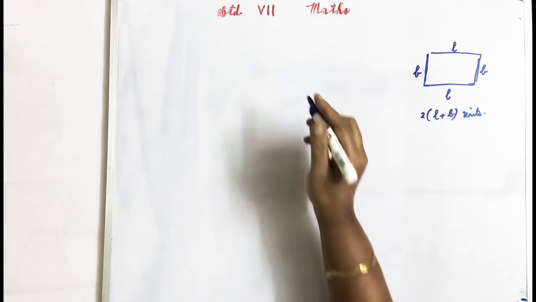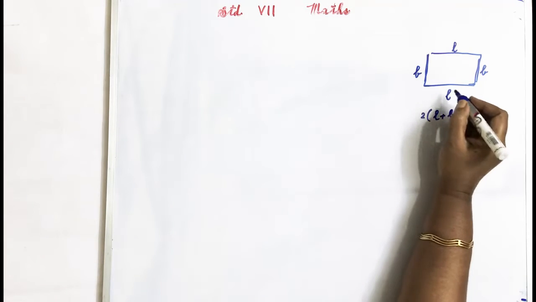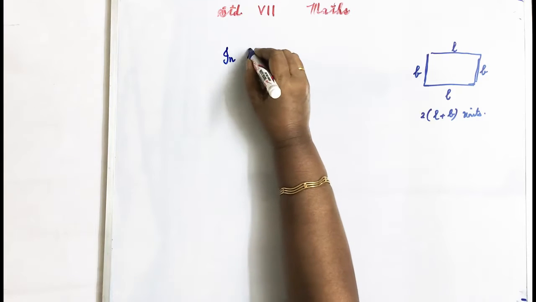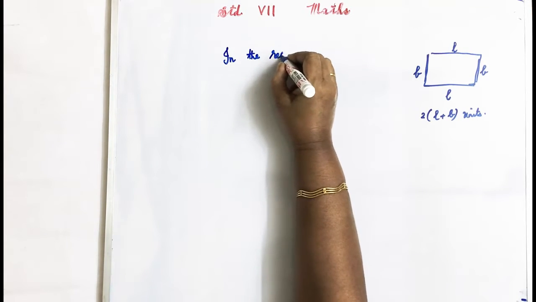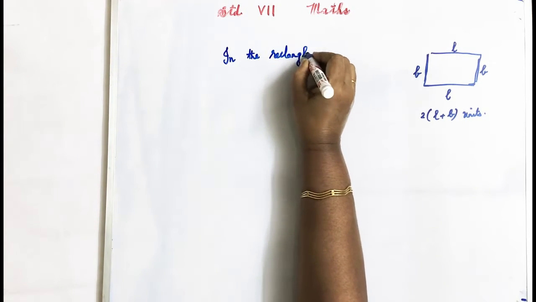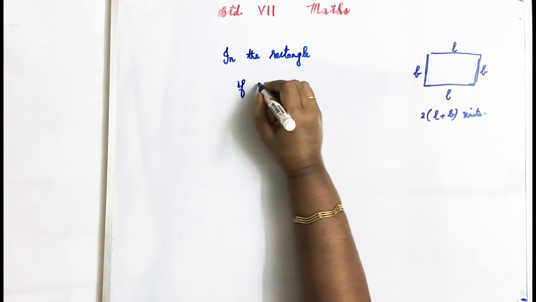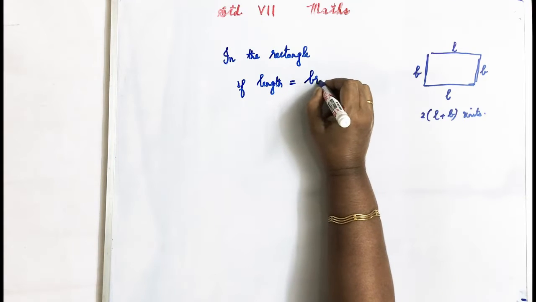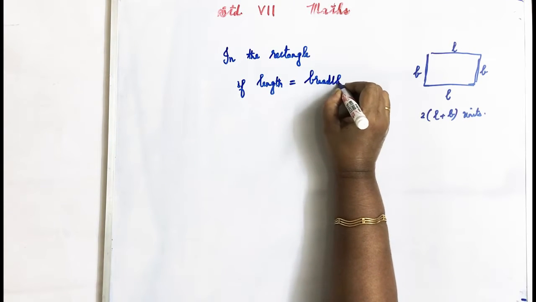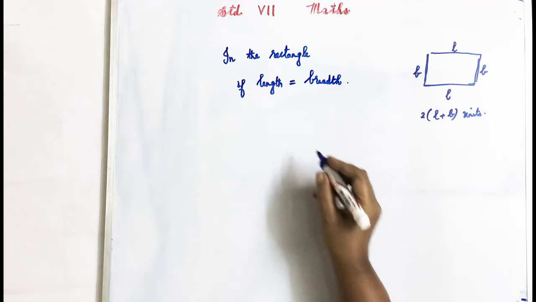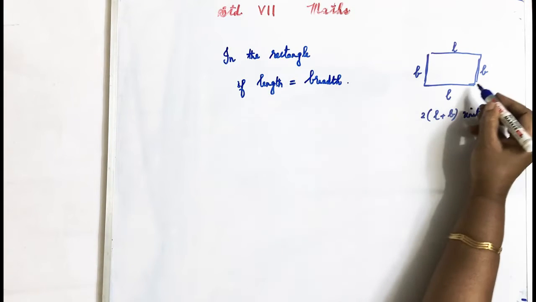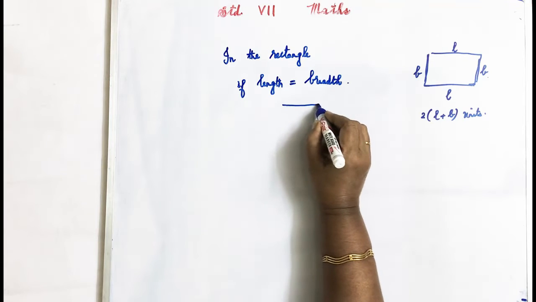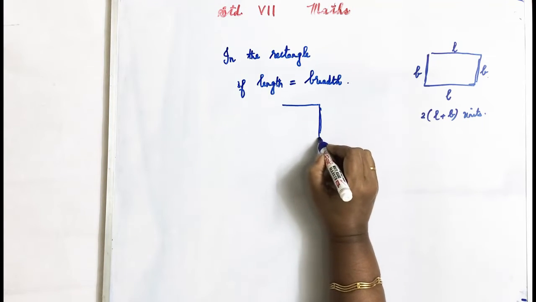Now what is a square? See, in the rectangle, if length is equal to breadth, then it is called as square. If length and breadth are equal, then it is called a square. So now we will draw the square.